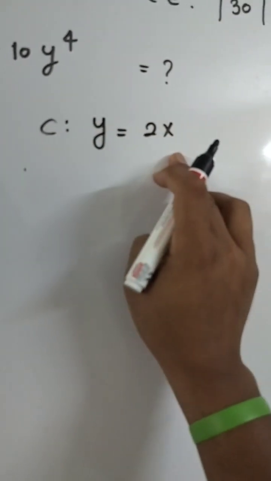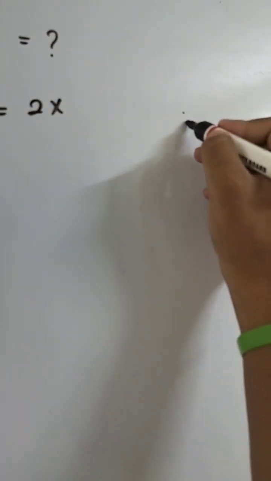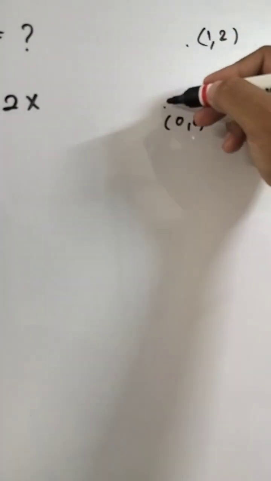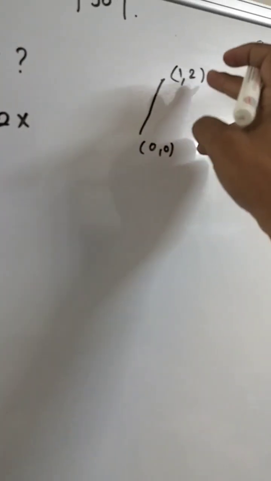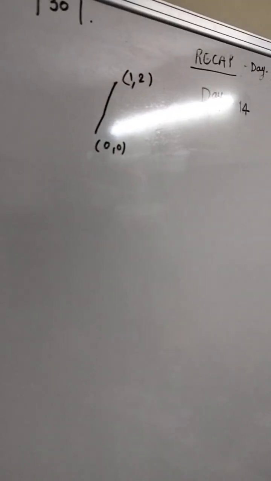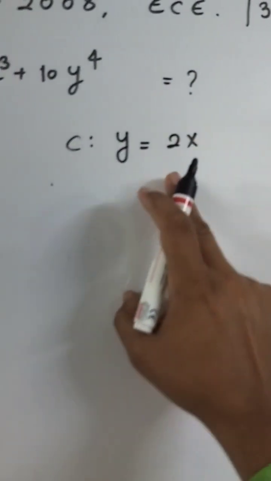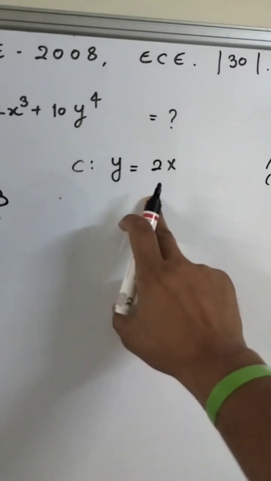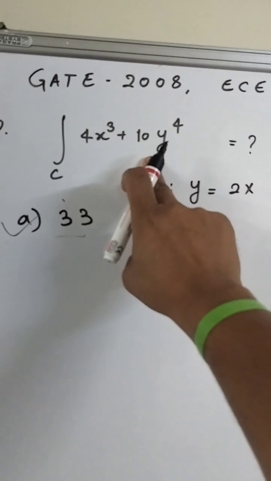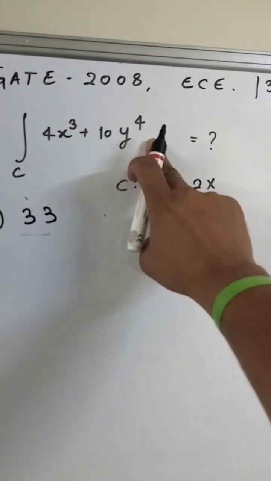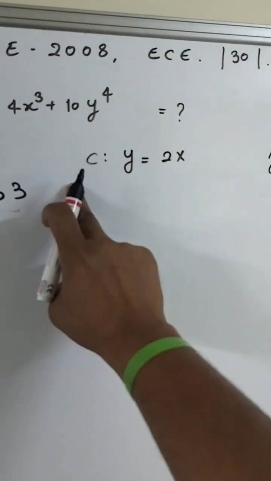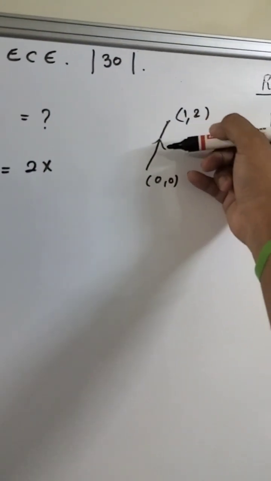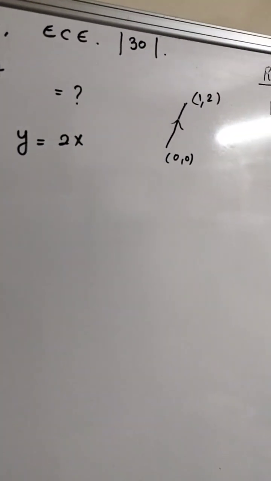Actually, it was not given y equals 2x. There were given 2 points, say (0, 0) and (1, 2). And by simply putting these 2 points, you can find out the equation of this line. This will come to be y equals 2x. So you have to find this integration, neither with respect to dx nor dy. You have to go along this path which is given by y equals 2x, or along this line segment.